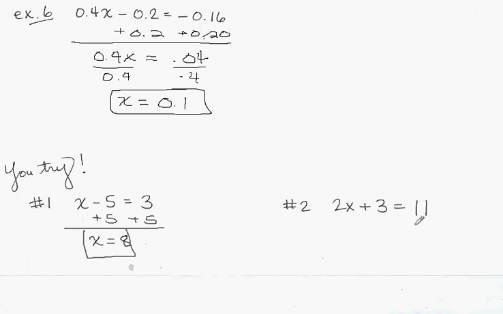Okay, hopefully you tried number 2 as well, so here we go. This one you do your addition and subtraction first. So you get 2x equals, hopefully I did that right, equals 8. Divide both sides by 2, and you get x equals 4.